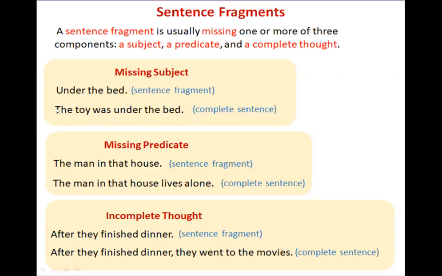Let's take a look. Missing a subject. Under the bed. Who was under the bed? What was under the bed? This is missing. So I don't have a subject here in this sentence. So that's a fragment. The man in that house. What was that man doing? We don't know. So that's missing a predicate or a verb. So that's also a sentence fragment because it's missing the predicate. The last one, after they finished their dinner, I have they, subject, finished, verb, but still it's missing. Why? Because this is a dependent clause and this is missing the complete thought. And that's also a sentence fragment.